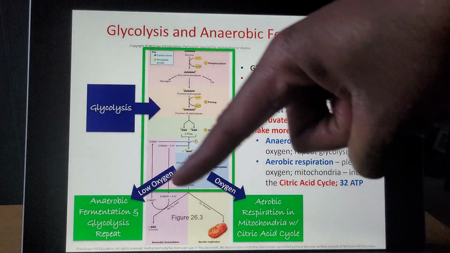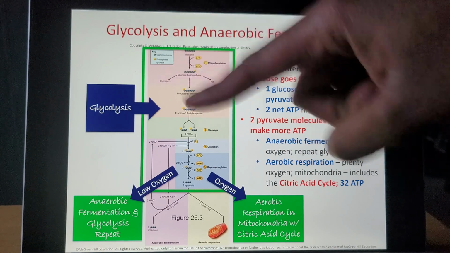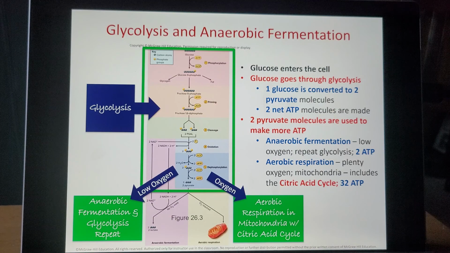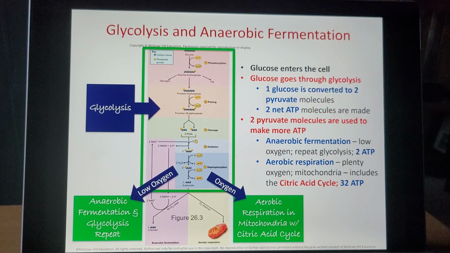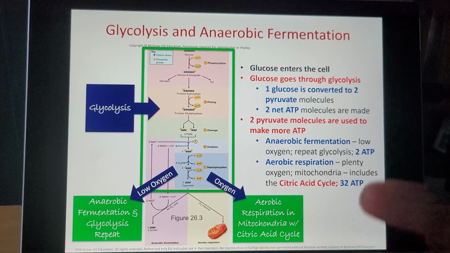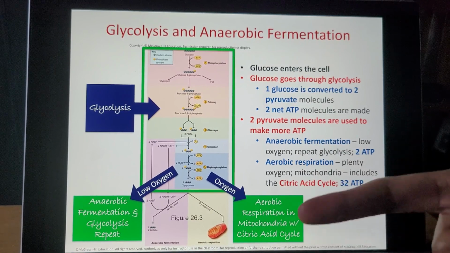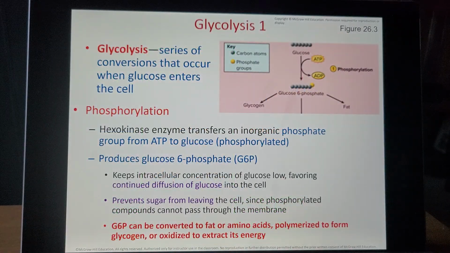Again, our glycolysis is that big chunky arrow going downward from glucose. You don't have to know all these steps, but we're going to cover some of them. In glycolysis, our cell converts 1 glucose molecule into 2 pyruvate molecules, netting 2 ATP molecules at the end. Then we take these 2 pyruvate molecules and, depending on your oxygen levels, either go through anaerobic fermentation and a repeat of glycolysis with low oxygen, or go through aerobic respiration in the mitochondria using the citric acid cycle. And again, 2 ATP versus 32.